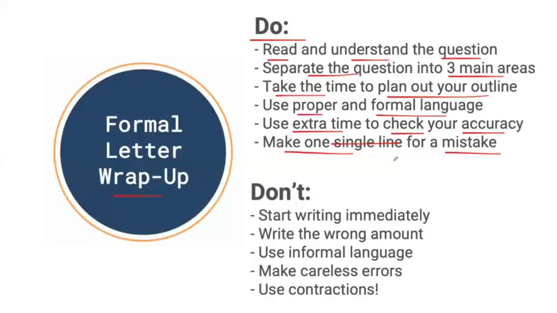Now for things that you shouldn't do, don't start writing immediately. Even if you see other people writing immediately, you have your own strategy, you have prepared, so rest assured in that. Just start writing your outline, think about your 3 main areas, but do not start writing immediately. Also, do not write the wrong amount, so you want to have a minimum of 150 words, but you don't want to stray too far from that. You don't want to go into 220, 250. That is just taking too much time away from the other things you need to get done.